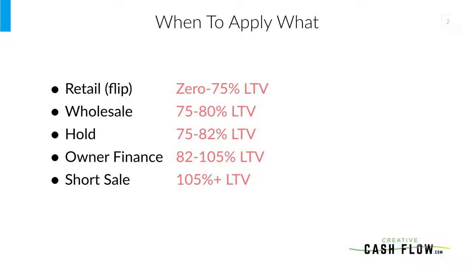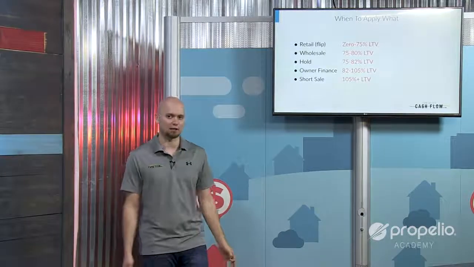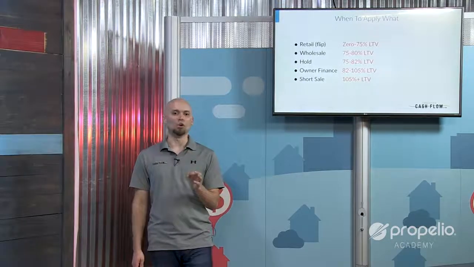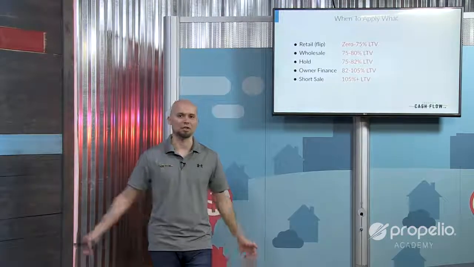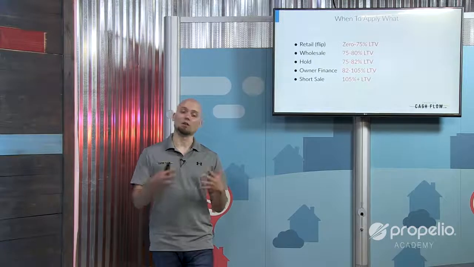Now, this is the owner financing side. This is kind of what we're talking about right now. If I'm getting a deal at 82 to basically 105% of its value, that's going to be a prime owner-financed candidate. If you've got somebody that owes 90% of what that property is worth, well, that's too much to wholesale, too much to fix and flip, but it's just right for an owner financing deal. That's the market we're looking for, that lower equity market.